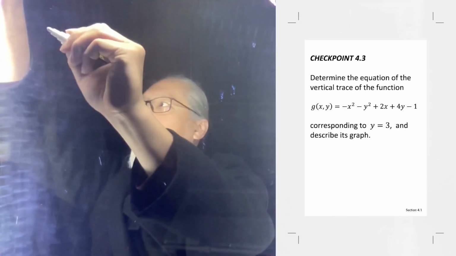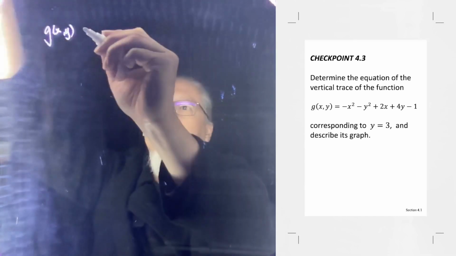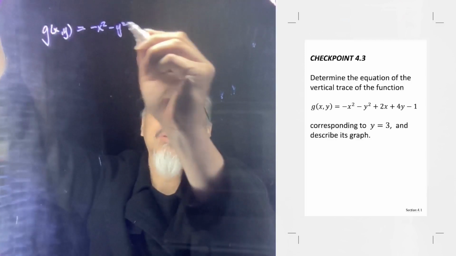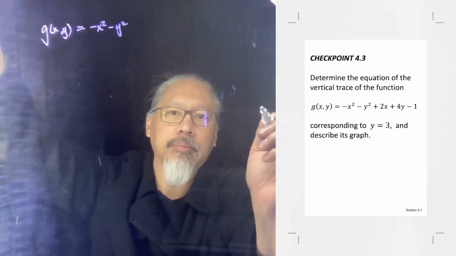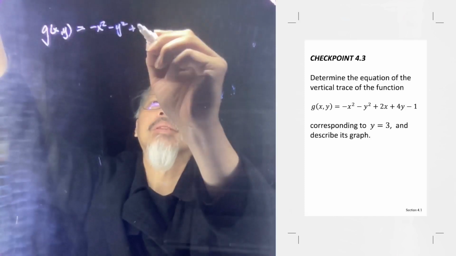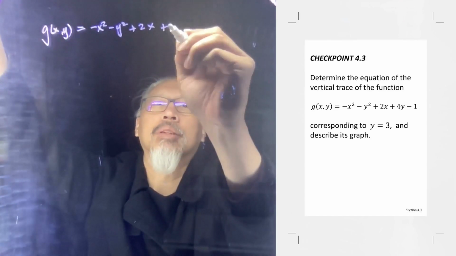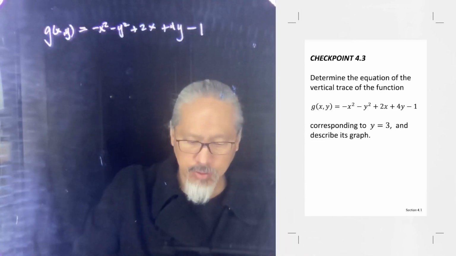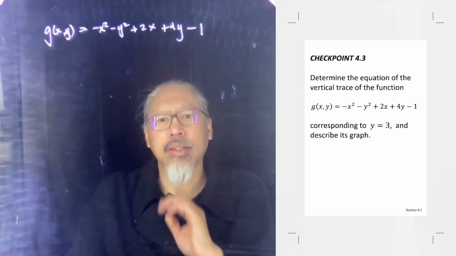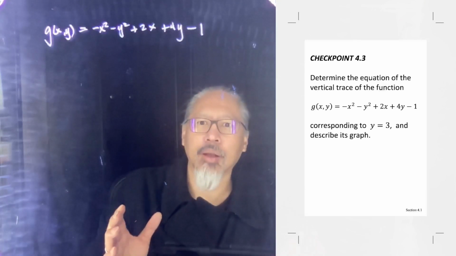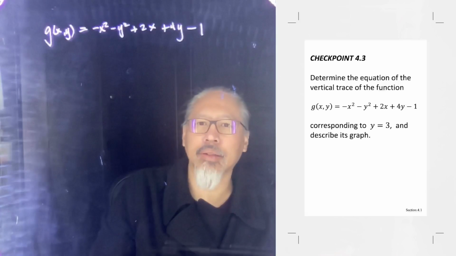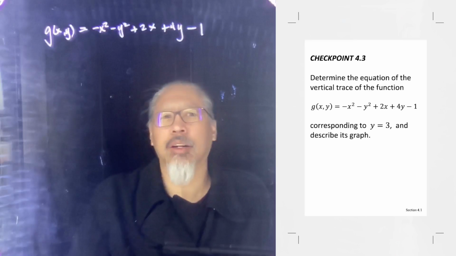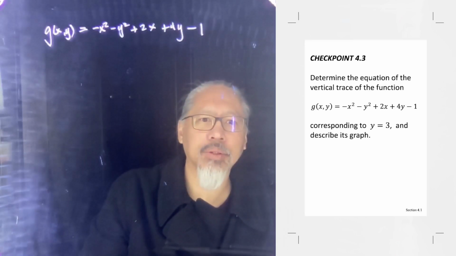Okay, we'll write down our g function, g of x, y, and that is equal to minus x squared minus y squared plus 2x plus 4y minus 1. A trace is when we set one of the variables equal to a constant, like 0 would give you a trace that's going to be in one of the coordinate planes. But they want the trace specifically at y is equal to 3.